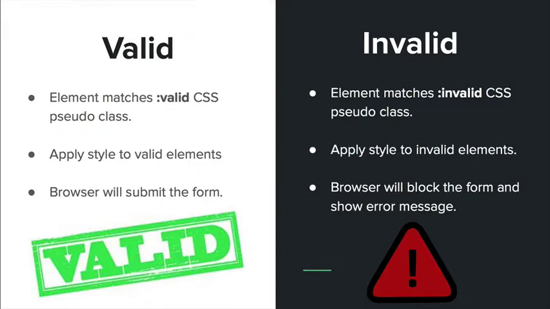So when it's valid, the element will match the valid CSS pseudo class and apply that style to the valid elements, and the browser will submit the form. If it's invalid, the element will match the invalid CSS pseudo class, apply that style to the invalid elements, and the browser will block the form and show an error message.